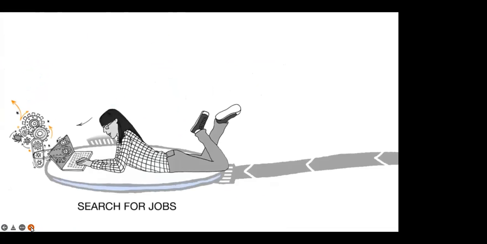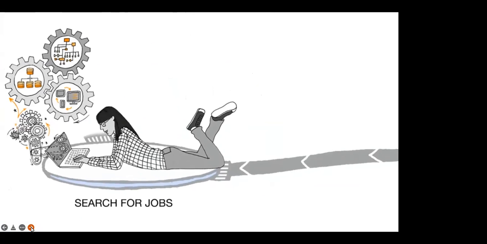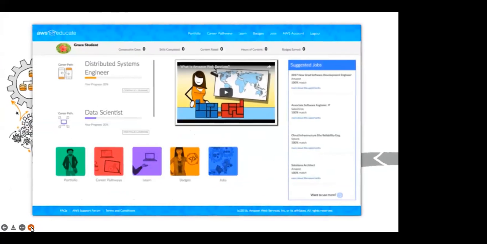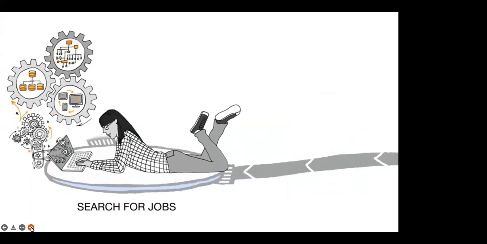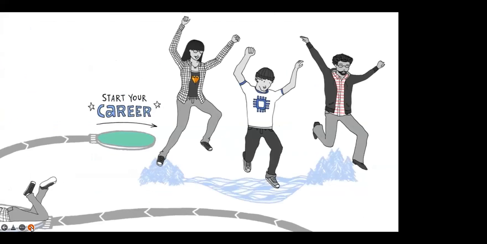Then put it all together. Apply for a job or internship at Amazon or at one of our customers or partners through the AWS Educate Job Board. Download your portfolio and send it to your potential employer to get your ideal job in the cloud. So what are you waiting for? Start your career pathway today.